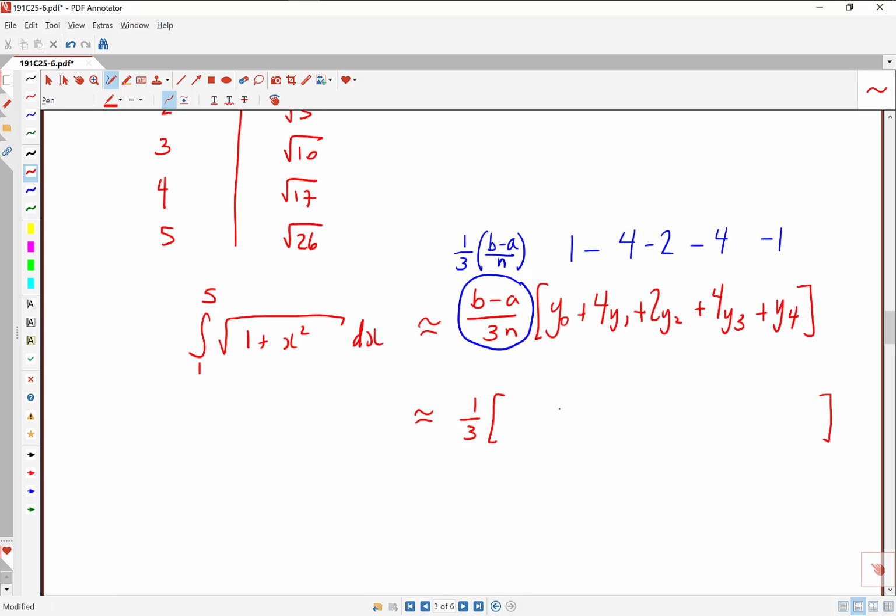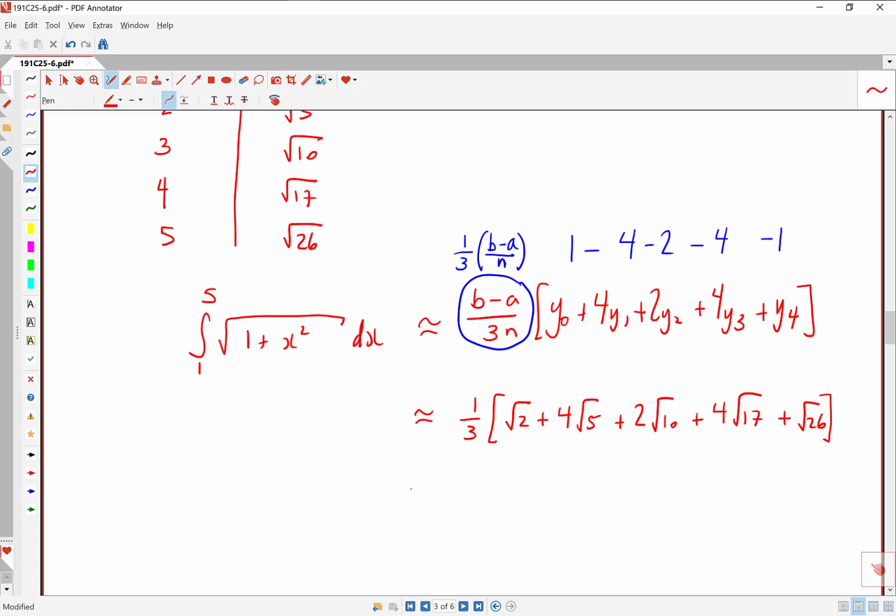We're going to take our first y value, which was root 2. Then we're going to go 4 times the second one. So 4 root 5 plus double the third one. So 2 root 10 plus 4 times the next one, 4 root 17, plus the last one, root 26. And just as sort of an intuitive check here, the reason why we need this factor of 3 out in front is to balance with the different coefficients that we're seeing inside the brackets here. So 3 just happens to be the correct number so that we're doing a true weighted average.